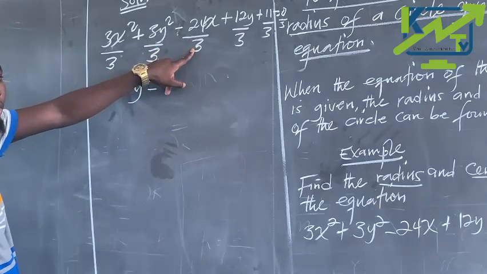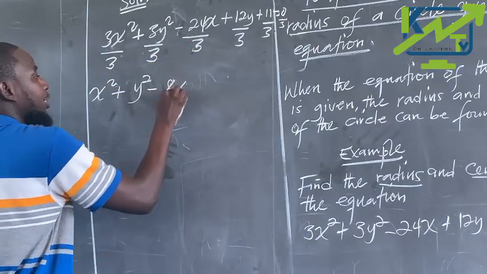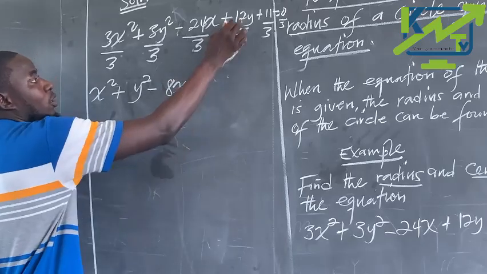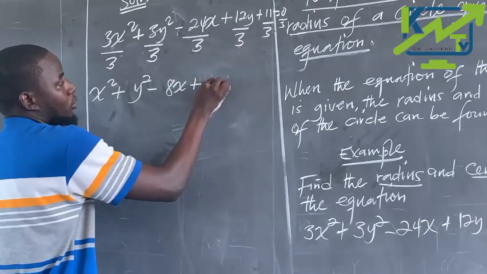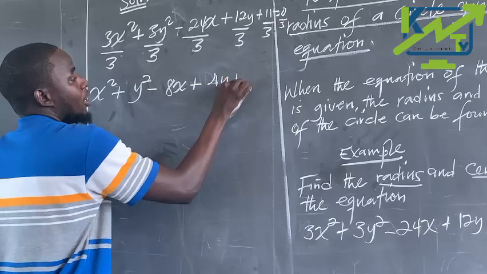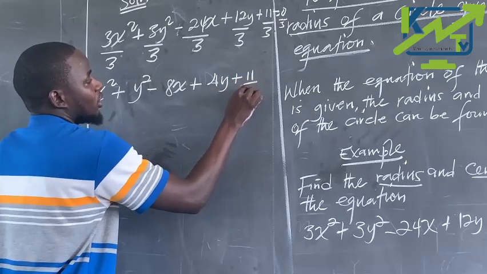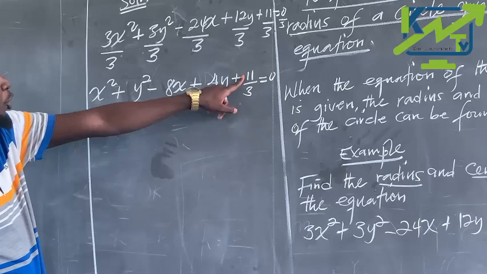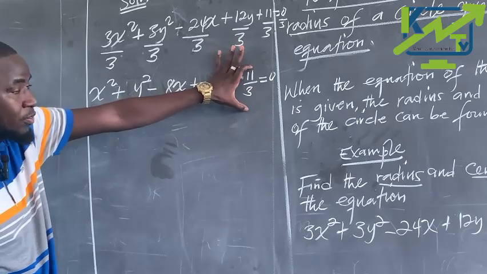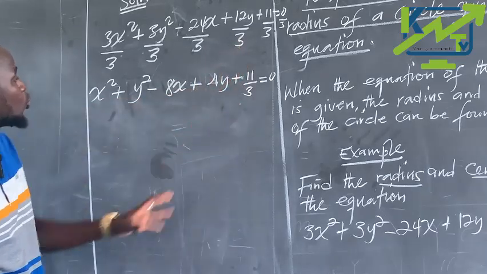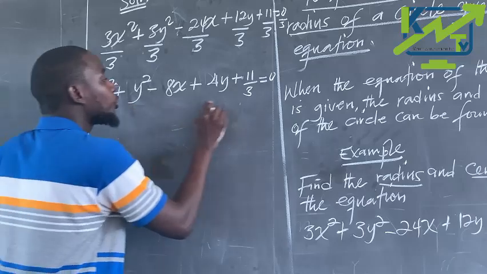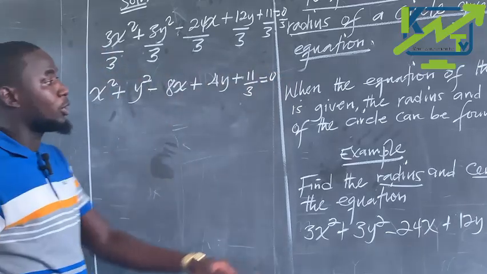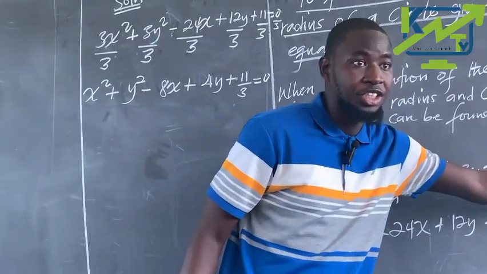So now it is x squared plus y squared, minus 24 divided by 3, which is minus 8x, then plus 12 divided by 3, which is 4y, plus 11 over 3, equal to 0. 3 will go into 11 with a remainder, so we leave this one in this form. Now we are going to use this equation and compare it with the general equation.